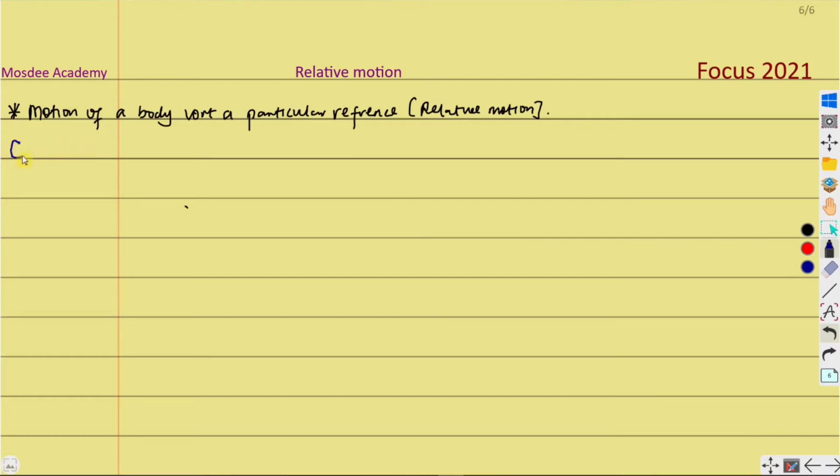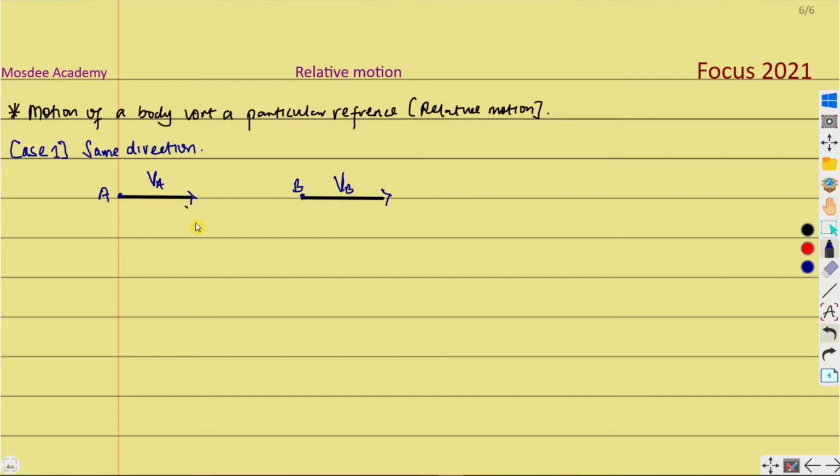So the first case, I'll call case 1, is a situation whereby we have bodies moving in the same direction. Let's say we have a body A moving, as you can see, and we also have body B also moving. Both are moving in the same direction as illustrated here. Body A is moving with a velocity of VA in this direction. Body B is moving with a velocity of VB in also the same direction.